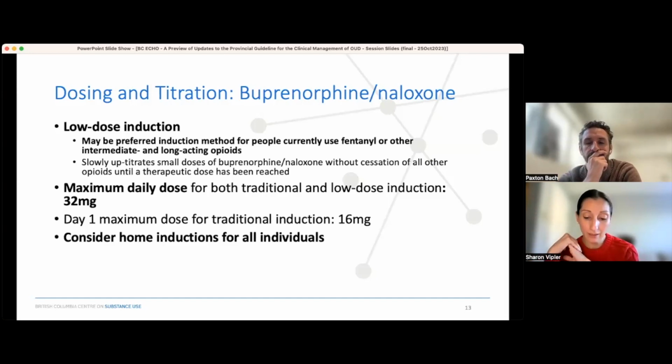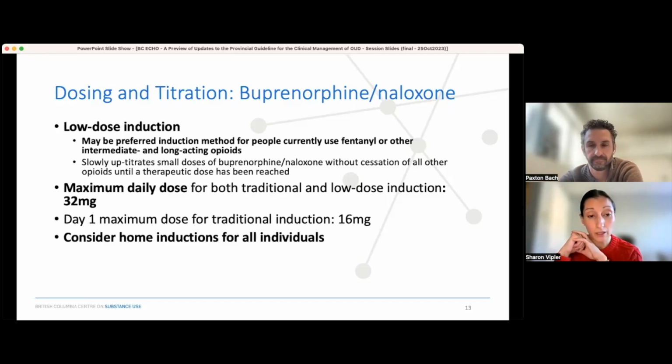In the new guideline, the other change you'll notice is that the maximum dose of buprenorphine has been increased from 24 milligrams to 32 milligrams for both traditional and low dose or micro-inductions. And the sense is that 32 may be reasonable and can be provided safely. We do have safety data on this to address high opioid tolerance in people who use fentanyl and may require doses higher than 24 to get that full day coverage in terms of managing withdrawal and cravings.